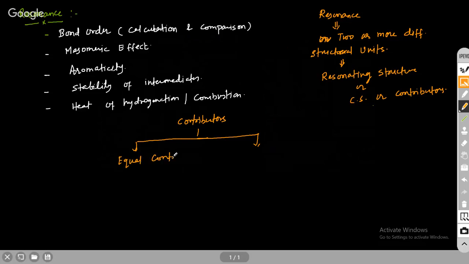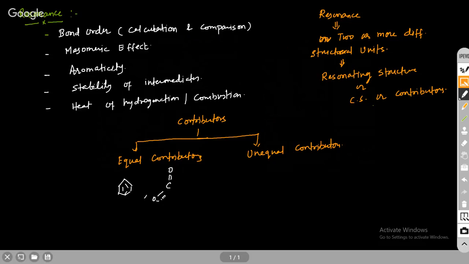Equal contributors, and here we have unequal. In short, you can write it down, keywords first. Keywords you must write, because the main thing is to understand how to solve the problem. We'll go to the problems very soon. Now, equal contributors. There are many examples of equal contributors. For example, we have the benzene ring. I'm not drawing the resonating structure here. This is an example of equal contributors. We have an example of the carbonate ion.